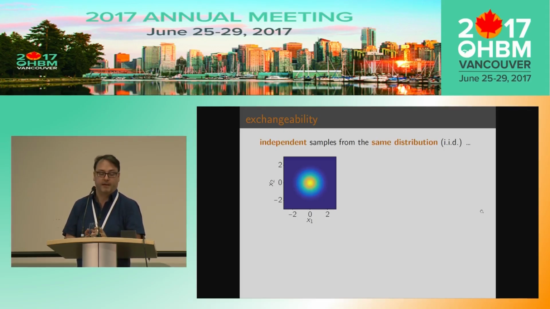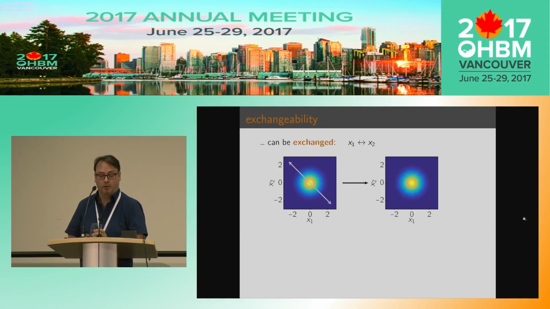If we now exchange x1 and x2, this means that we flip this joint distribution over the diagonal, indicated by this gray arrow. So x1 becomes x2, x2 becomes x1. And we look at the resulting joint distribution, we find that it looks exactly the same. That is exactly the principle of exchangeability. Two values are exchangeable if under their exchange, their joint distribution does not change, it is invariant.